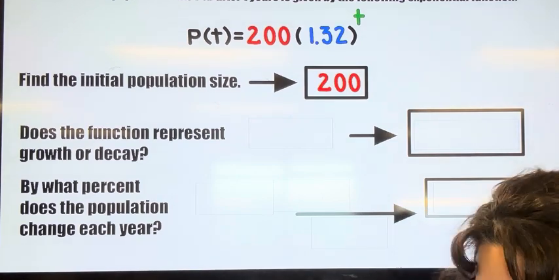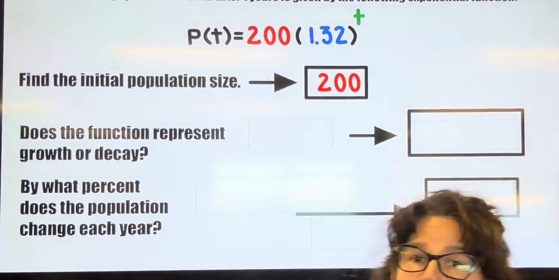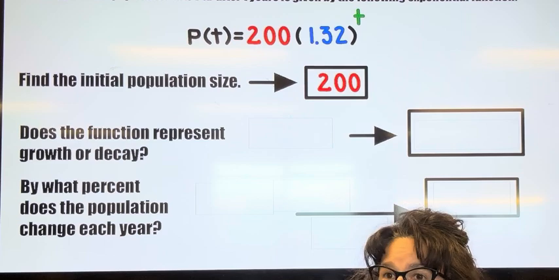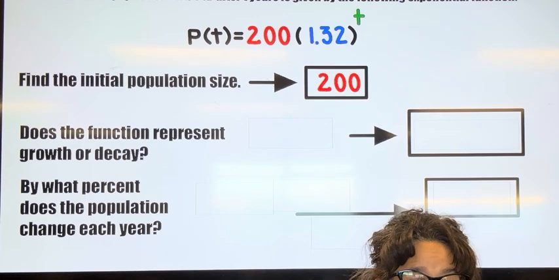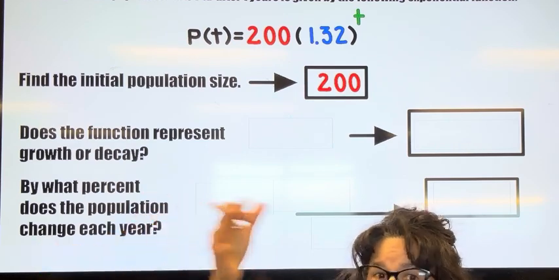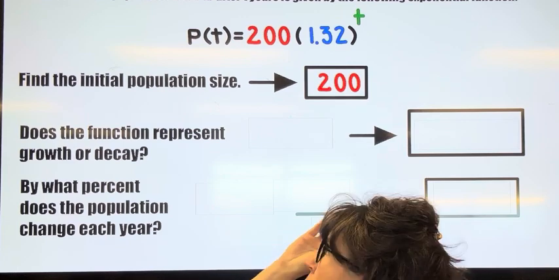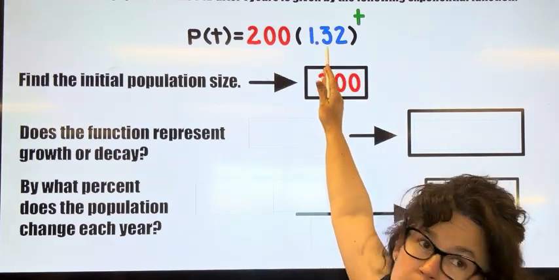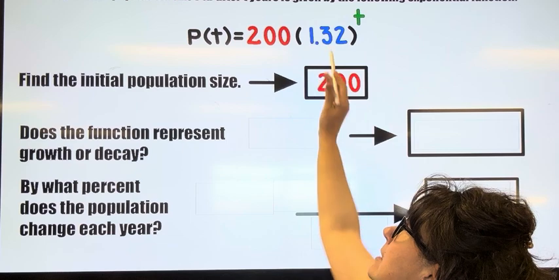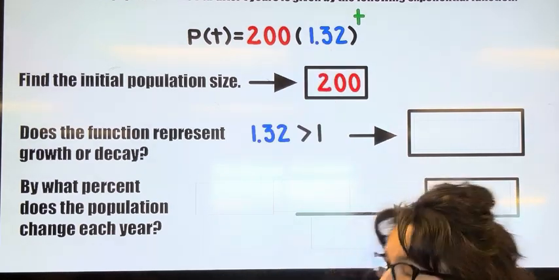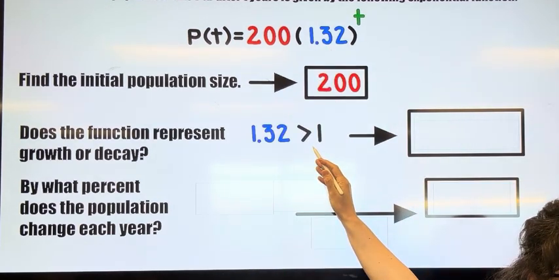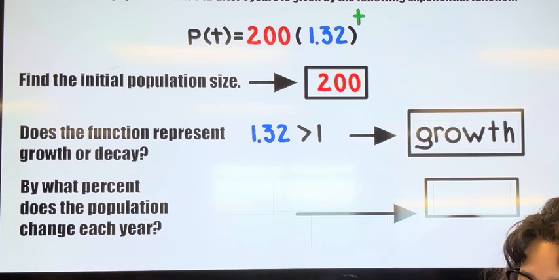Then, does the function represent a growth or decay? Meaning, as time goes by, are there more and more fish or less and less fish? So where we look is this number in parentheses. Since this number is greater than 1, this is a growth.